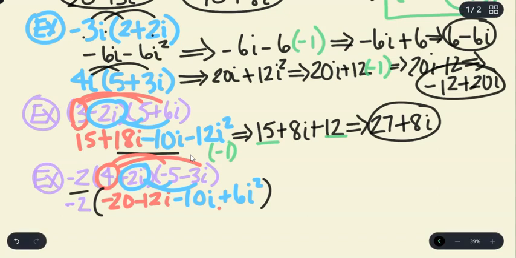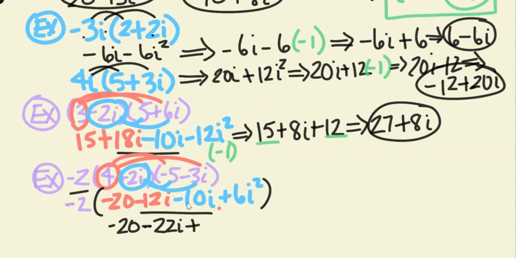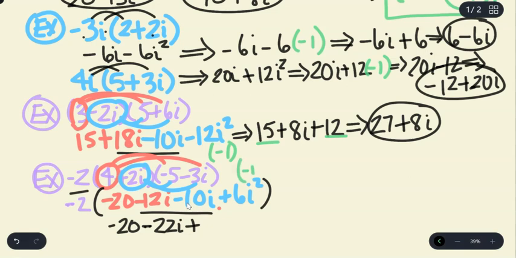So let's simplify what's inside. I have negative 12i and negative 10i. I can change that to negative 22i, because I have negative 12, take away 10 more, plus I have 6i squared. Now again, what is i squared? i squared is negative 1. So what is 6 times negative 1? It is negative 6. So I'm going to go ahead and make that a subtraction. So minus 6. And all of that is still multiplied by negative 2.